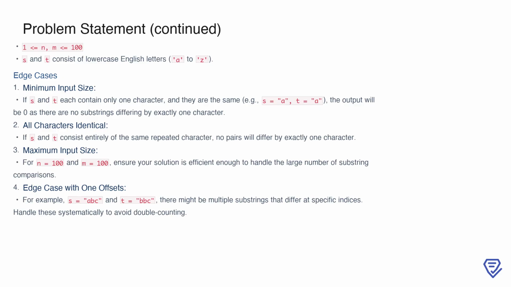Additionally, for maximum input sizes, the solution must efficiently compare substrings without exceeding time limits. Finally, cases like s equals abc and t equals bbc may produce overlapping pairs, so it's crucial to handle these systematically to avoid double counting. This ensures the solution remains both correct and efficient.